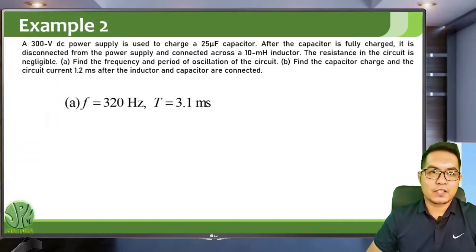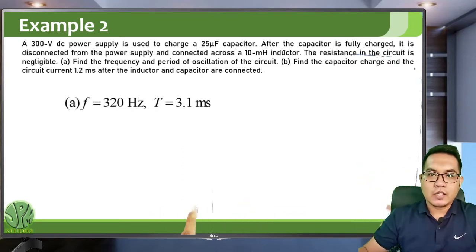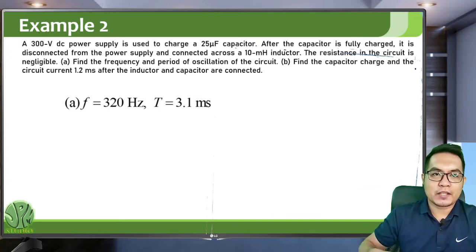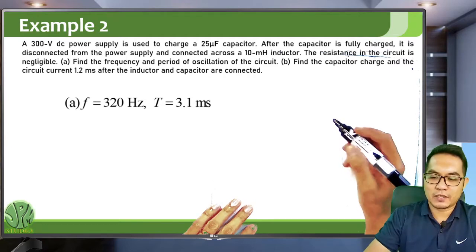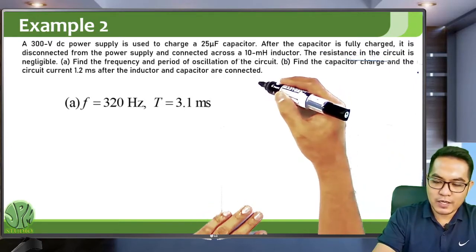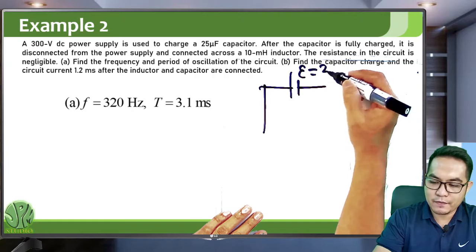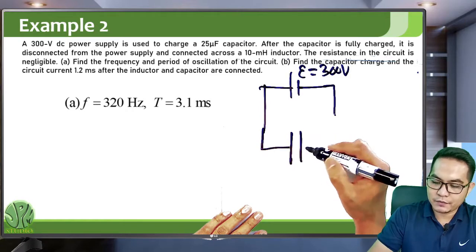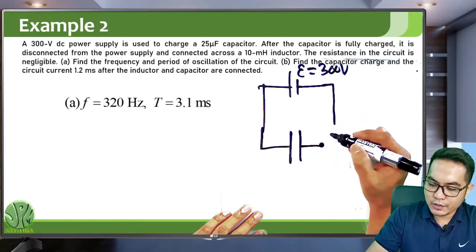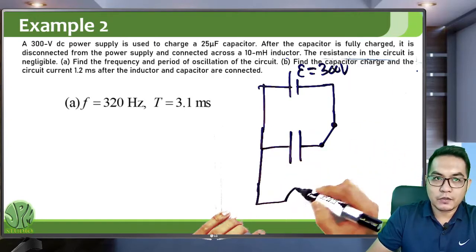A 300 volts power supply is used to charge a 25 microfarad capacitor. After the capacitor is fully charged, it is disconnected from the power supply and connected across a 10 millihenry inductor. So our setup looks something like this. You have a 300 volts power supply, that's the EMF, and it's charging a capacitor. There's a switch here, and then later you connect it to an inductor.